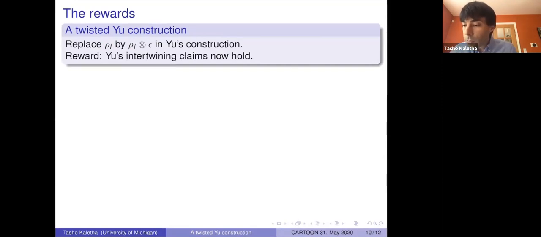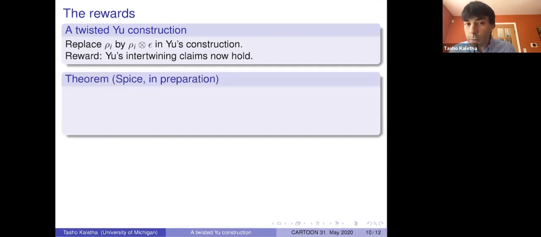Now, this may be of independent interest for people applying Yu's construction. For us, it was of interest because it allows Loren Spice's computations to proceed. And Loren tells me that he can prove the following theorem, which he is now in the process of writing up.